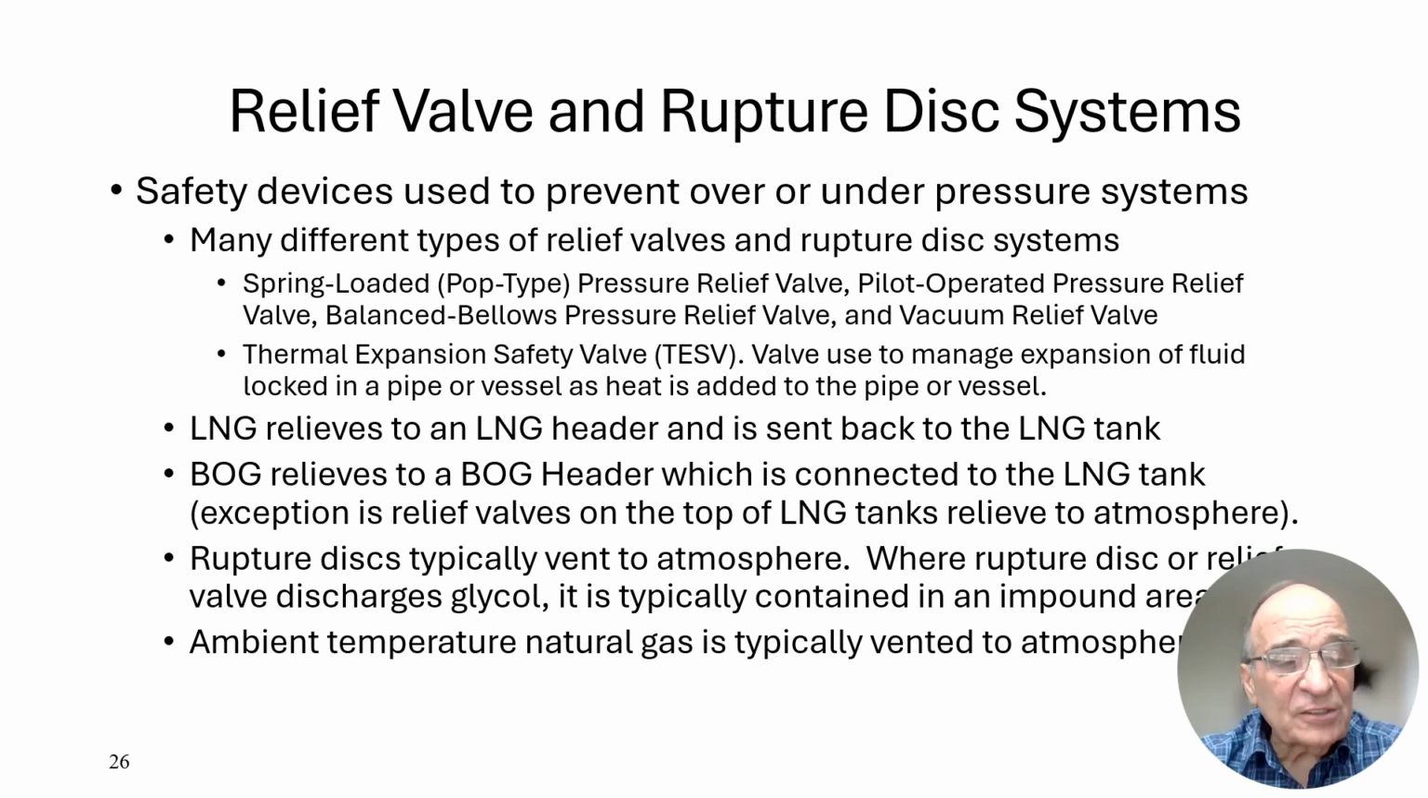The exception to this would be the relief valves on top of an LNG tank. These relieve directly to the atmosphere. Rupture discs typically vent to the atmosphere. Where rupture discs or relief valves discharge glycol or glycol water, it is typically contained in an impound area. Ambient temperature natural gas is typically vented to the atmosphere.